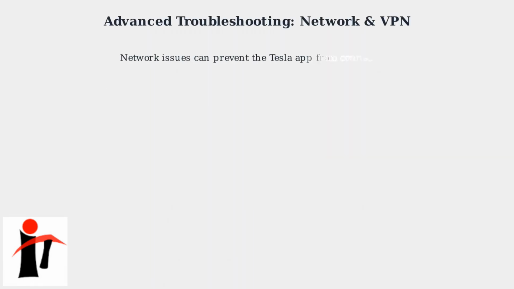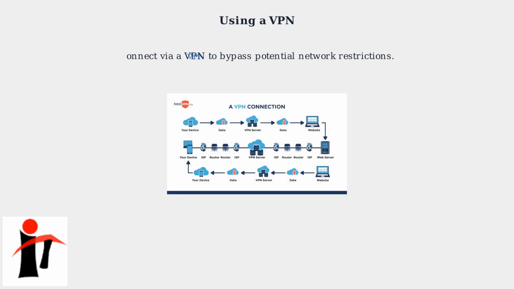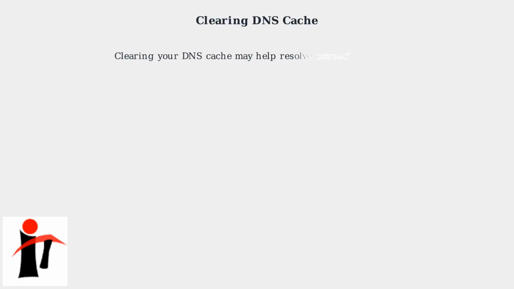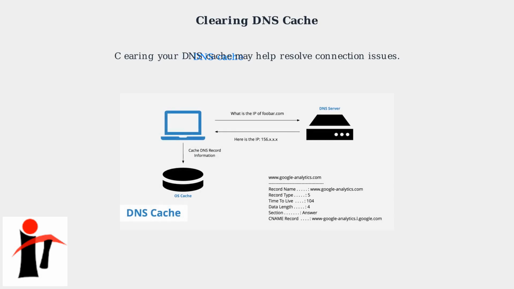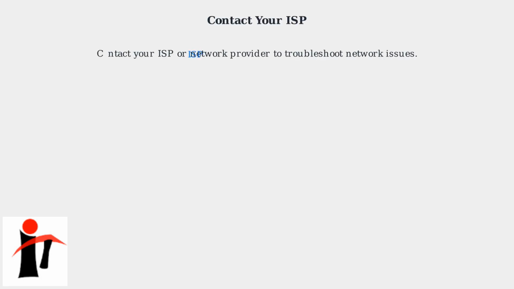Sometimes, network issues can prevent the Tesla app from connecting properly. Try connecting via a VPN to bypass potential network restrictions. This can resolve login loops caused by network blocks. Clearing your DNS cache may also help. This can fix persistent login loops caused by network misconfigurations. Use systematic network troubleshooting steps such as checking hardware and running diagnostic commands. If issues persist, contact your ISP or network provider for further assistance.